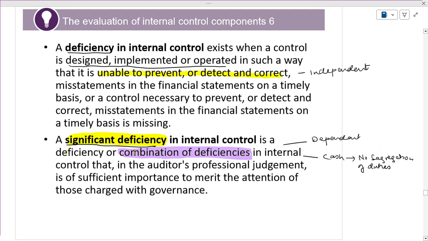A combination of deficiencies that, in the auditor's professional judgment, is sufficiently important to merit the attention of management.